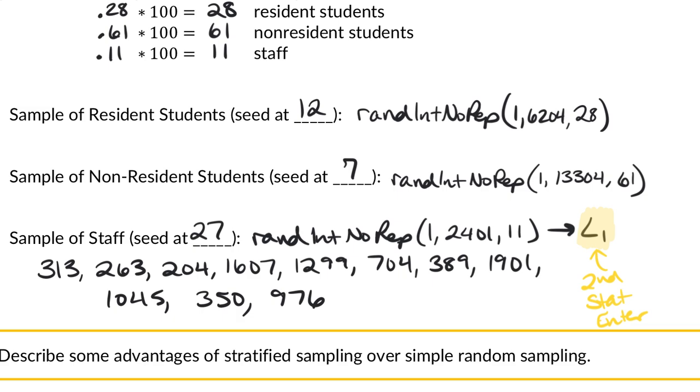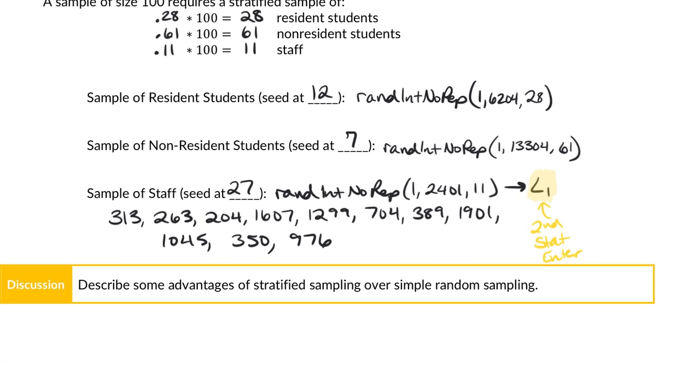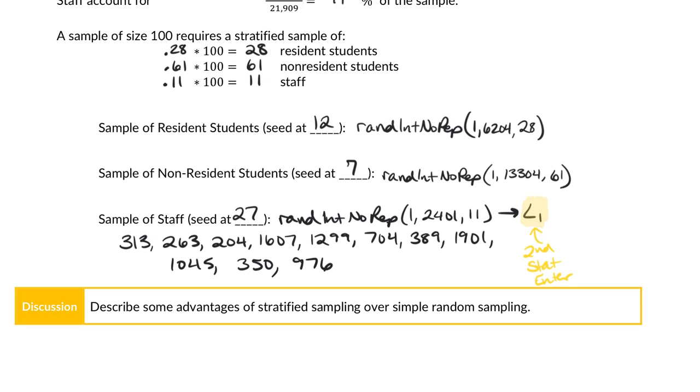So let's discuss for a little bit. What are some advantages of this type of sampling over simple random sampling? What might be something we get to see if we break people into groups like resident, non-resident, and staff before we pull a random group?